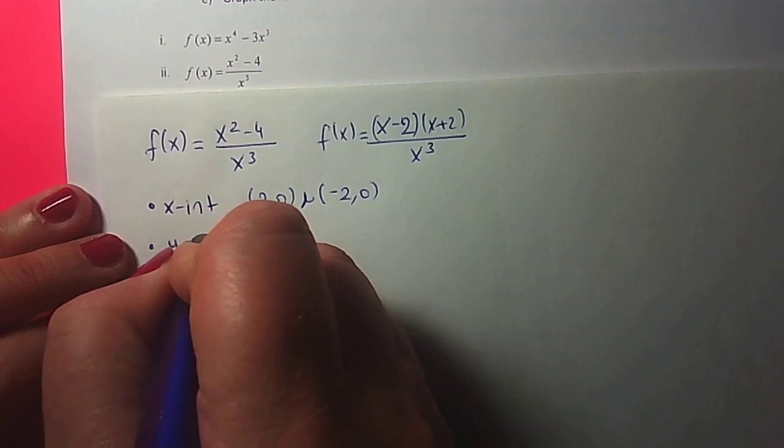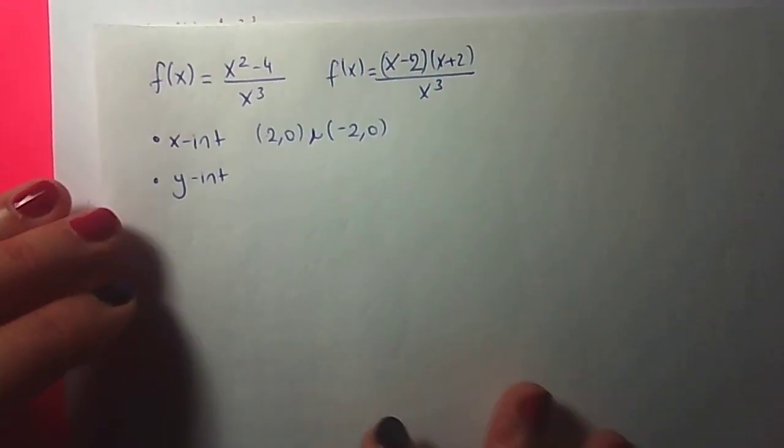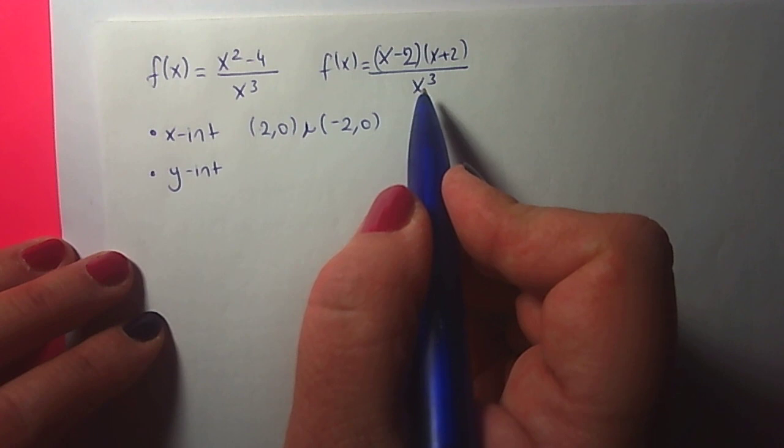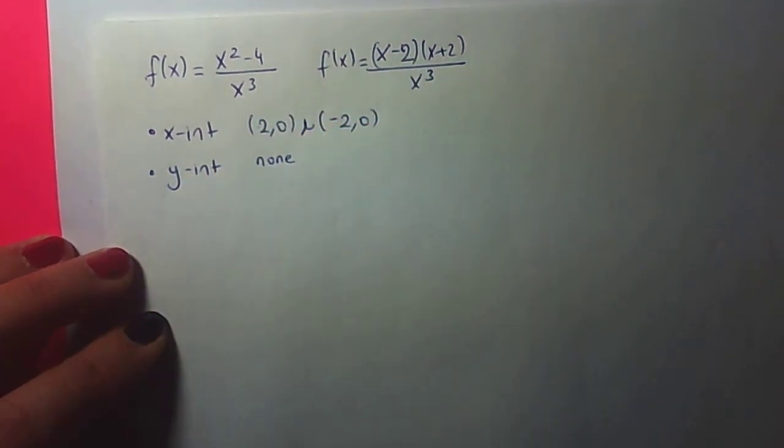Now let's get the y-intercept. Substitute 0 in f of x. If we do that, we see that f of x becomes undefined. We can't have 0 for the denominator. Therefore, there is no y-intercept.